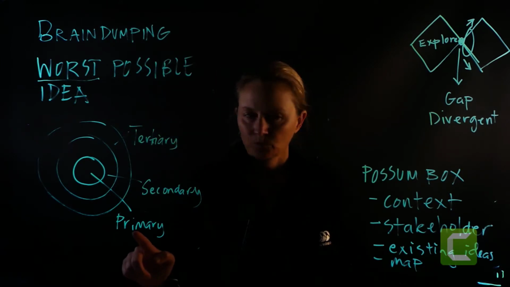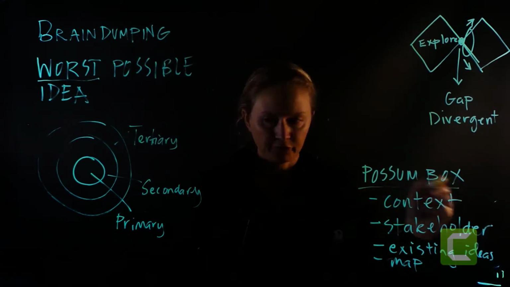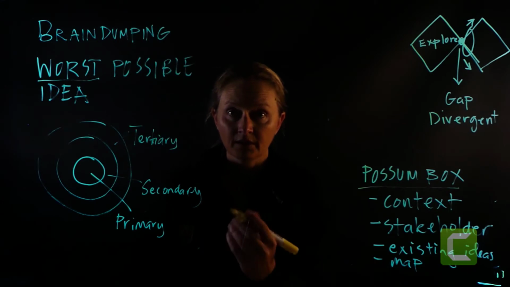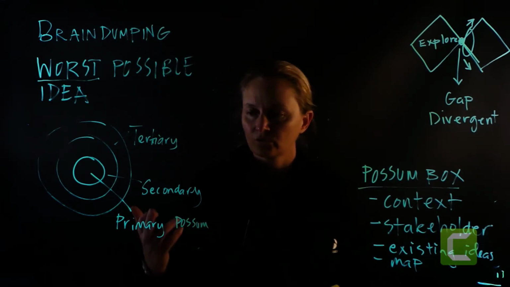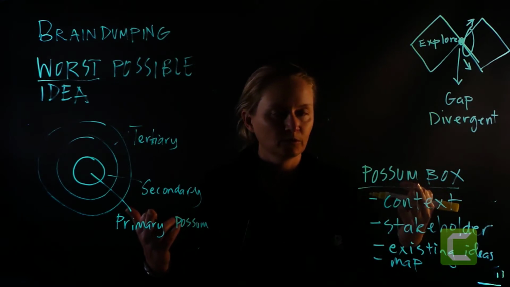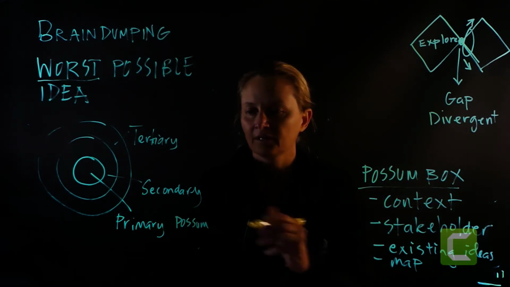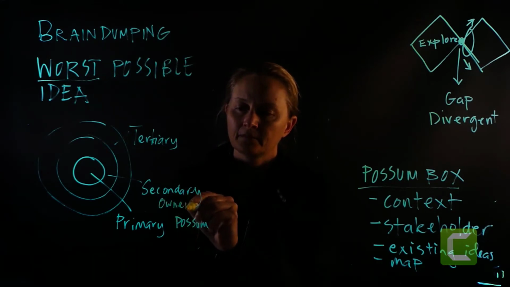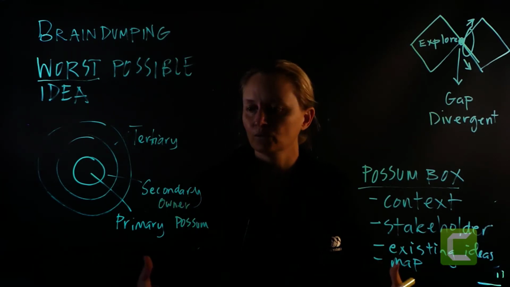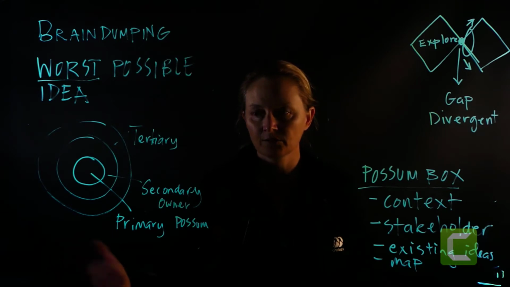Okay, so we could be thinking about our possum as the user, and secondary would be the owner or the person who approaches you as the designer. So the owner of the yard or the house or the park, the Brisbane City Council.